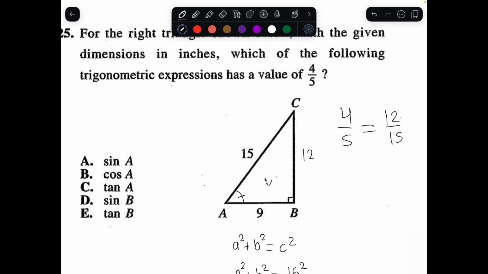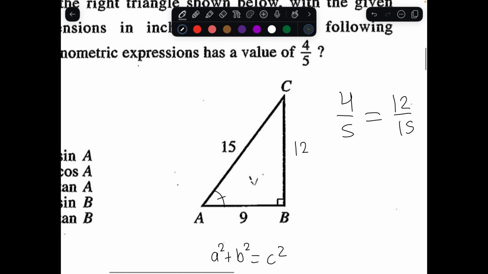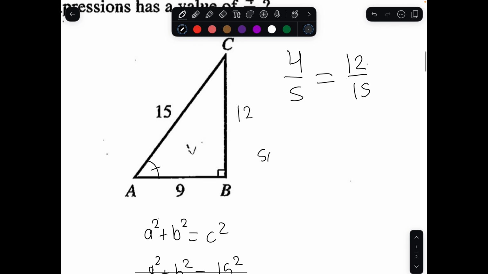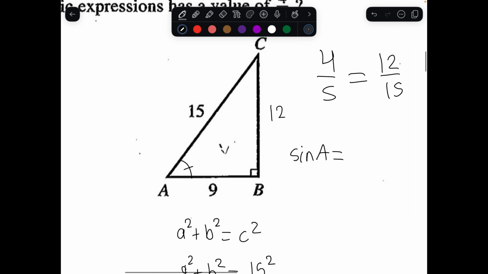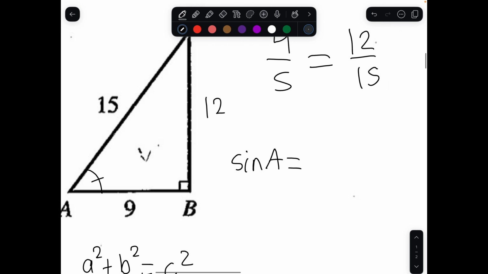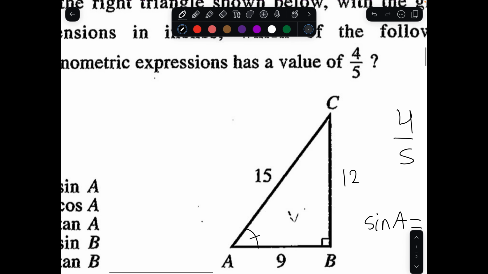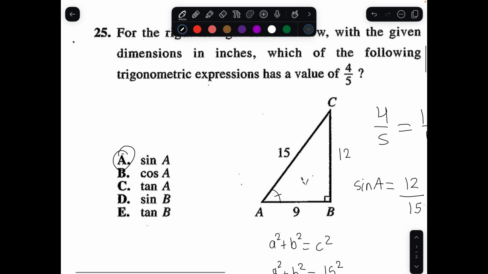And that is actually going to be sine of A, because sine of A is the opposite side from angle A, which is 12, over the hypotenuse, which is 15. And this is the same thing as 4/5, right? So that means the answer to this question is A.